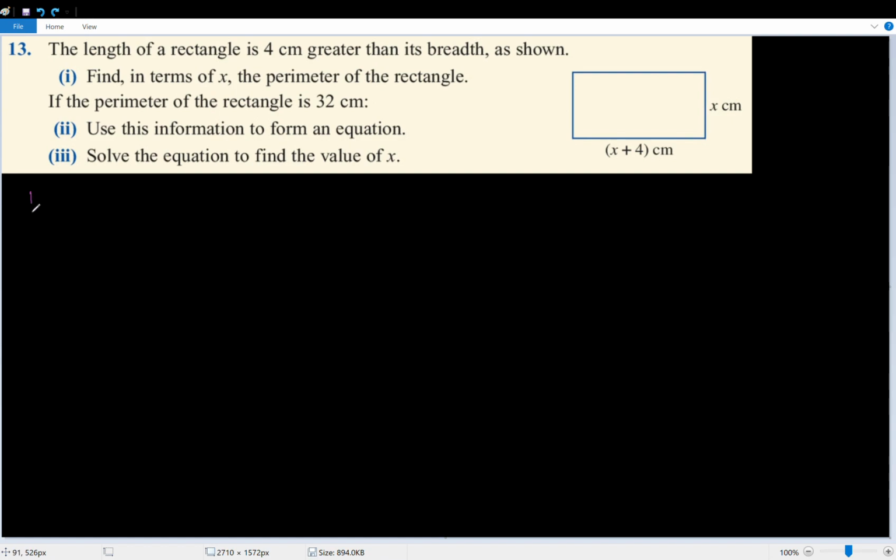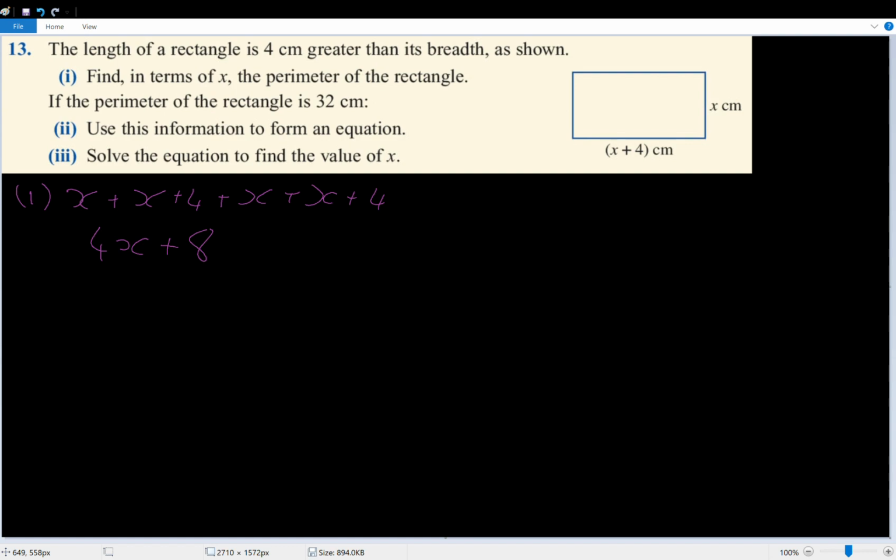So for part 1, we're going to add the four sides together. So it's going to be x plus 4 plus x plus x plus 4. So x plus x plus 4 plus x plus 4, like that. And all we have to do is then just add this up. So x plus x plus x plus x, that's 4x. And 4 plus 4 is just going to be 8. So 4x plus 8 is the perimeter of that rectangle there in the diagram.